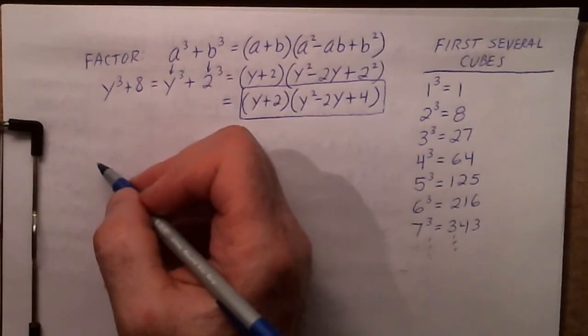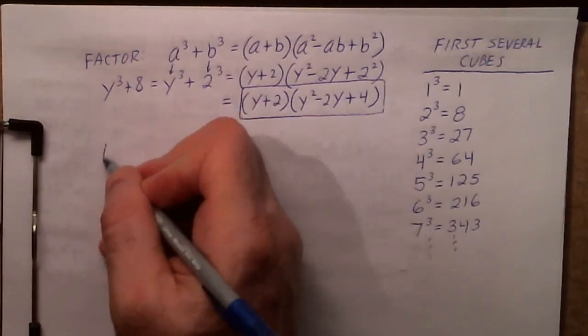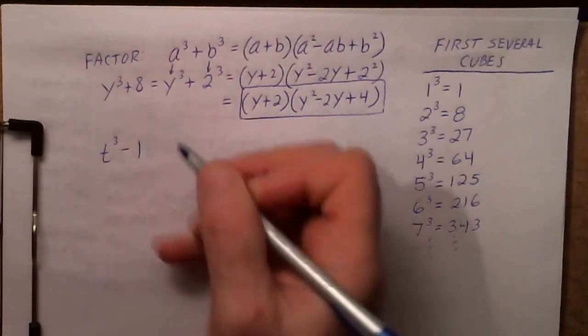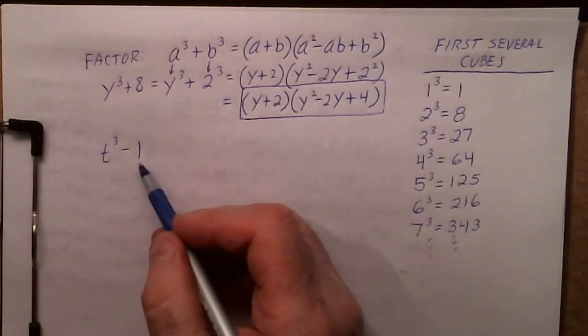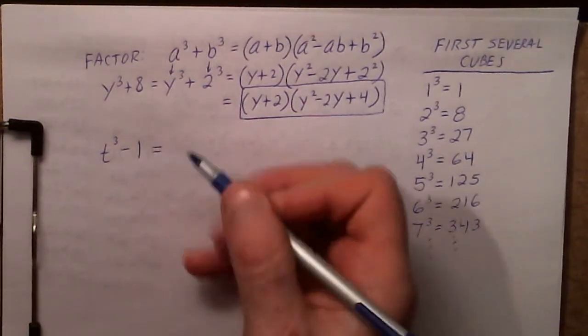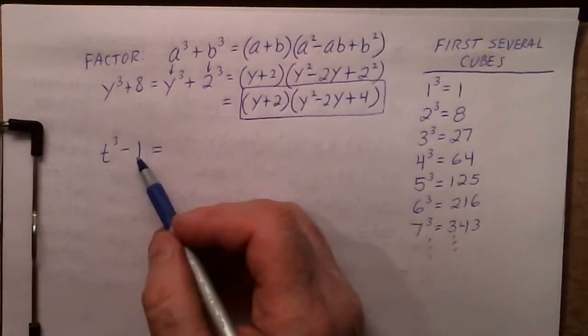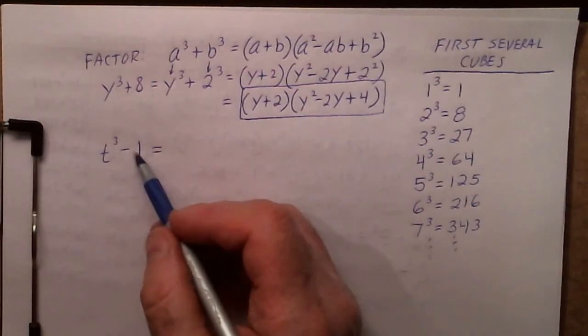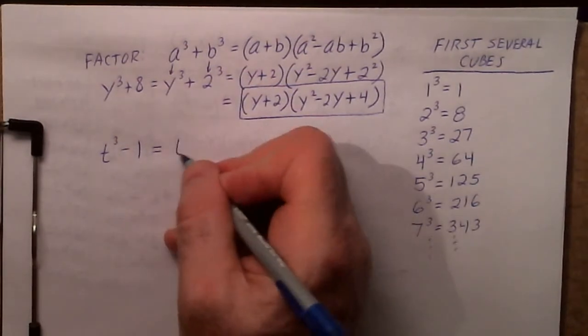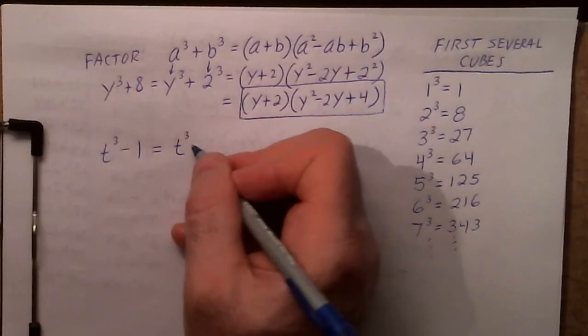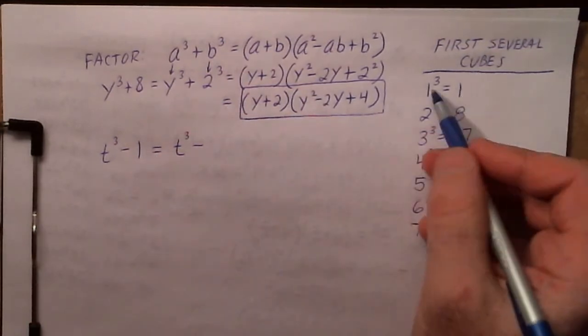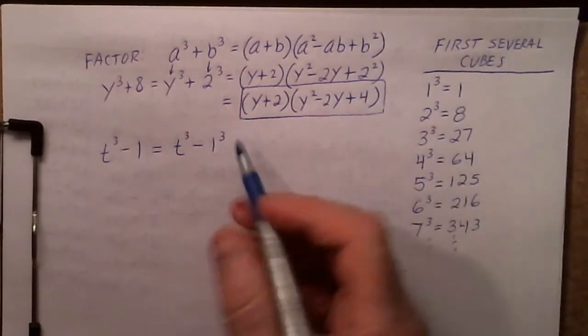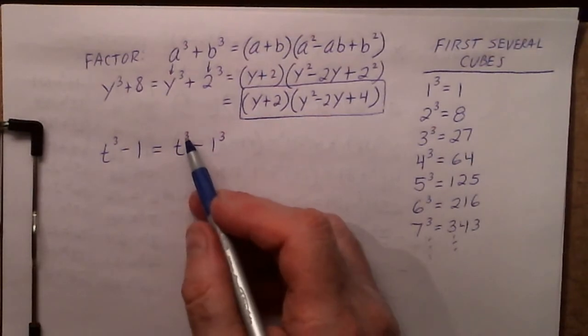All right, let's try another one here. Let's try to factor t cubed minus 1. Notice this is a binomial, and it is not the difference of squares, but it turns out to be the difference of perfect cubes. t cubed is obviously a perfect cube of t, and 1 is a perfect cube of 1.